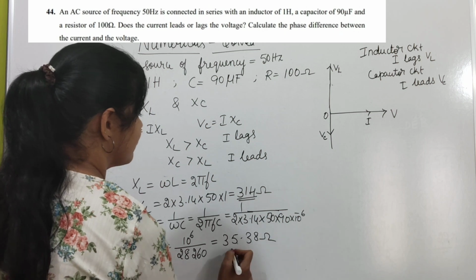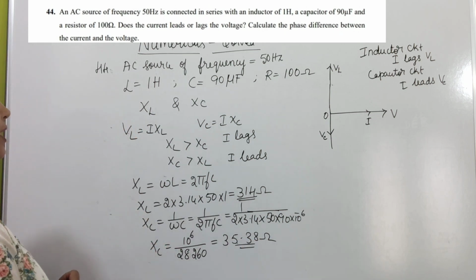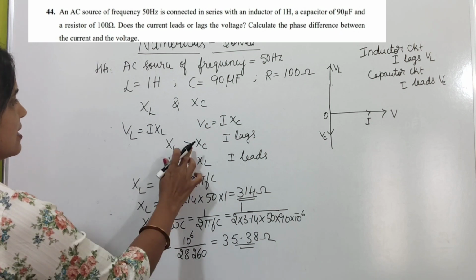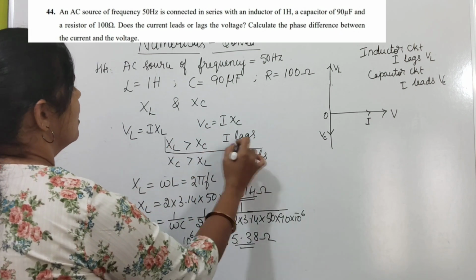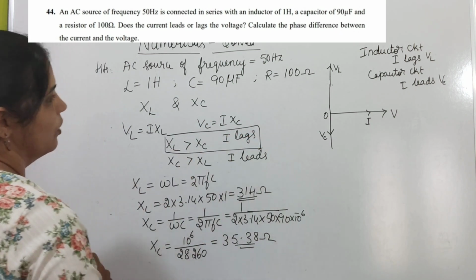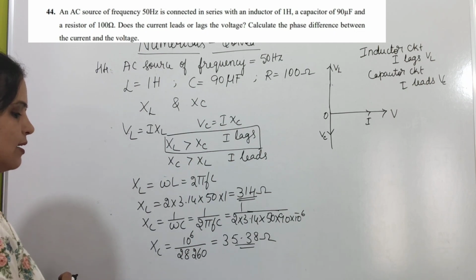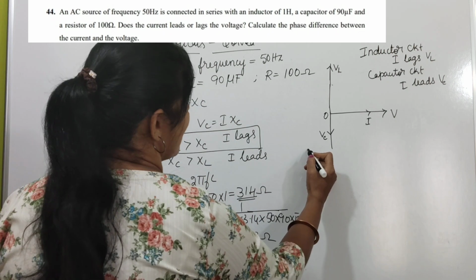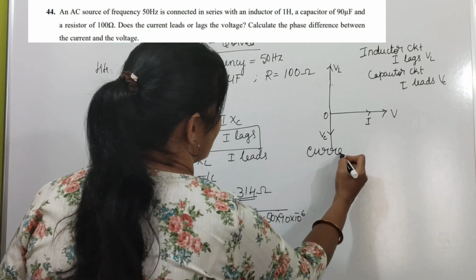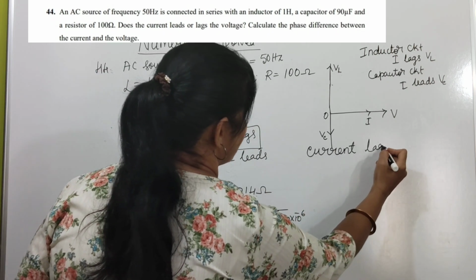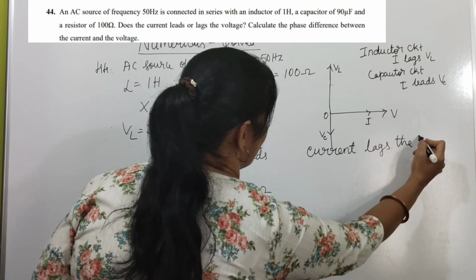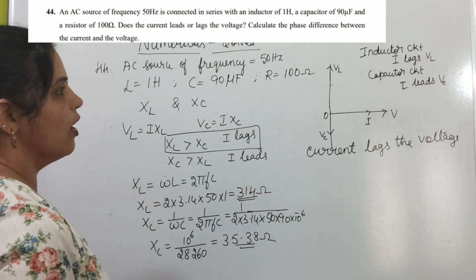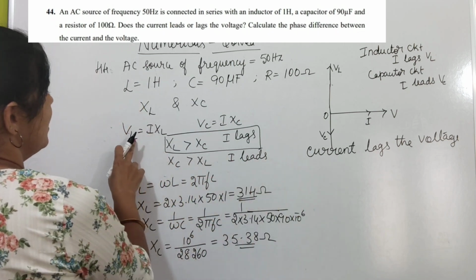35.38 ohm. So from this calculation we came to know that XL is greater than XC. Therefore current is lagging the voltage. So the question is, does the current lead or lag the voltage? The answer is current lags the voltage, because XL is greater than XC, or XL is greater means VL is greater.